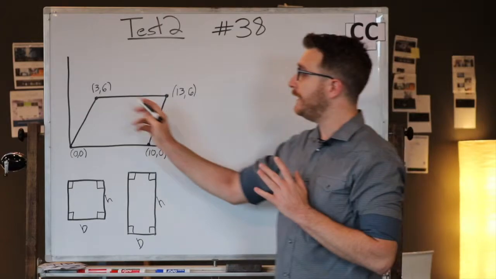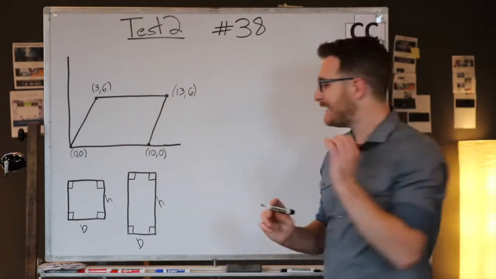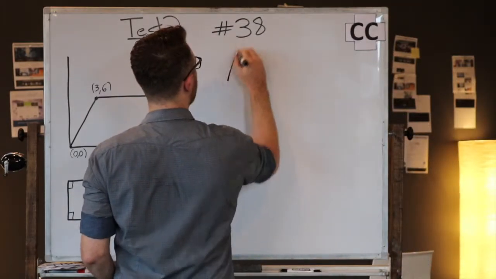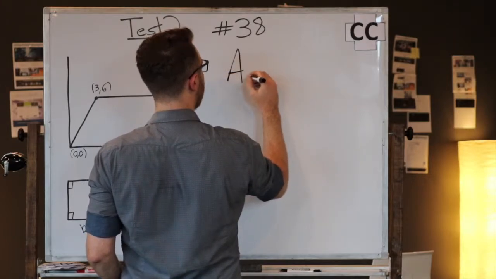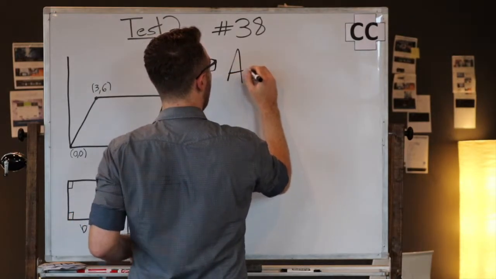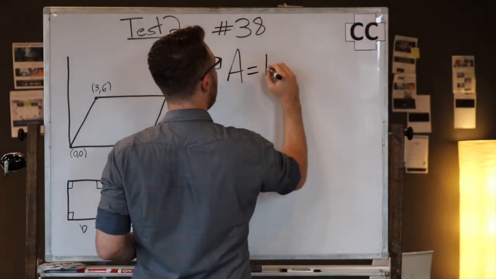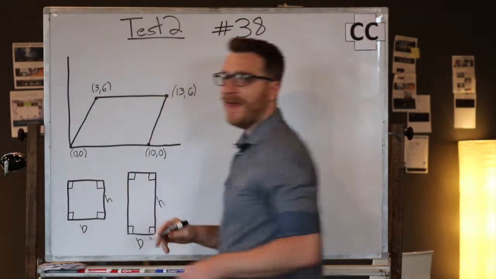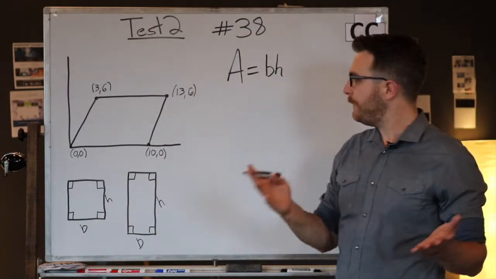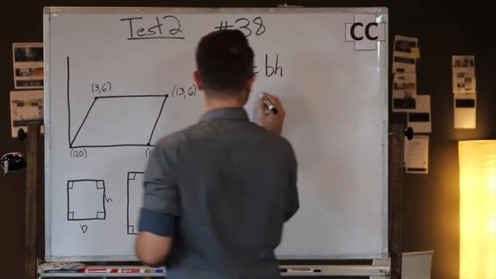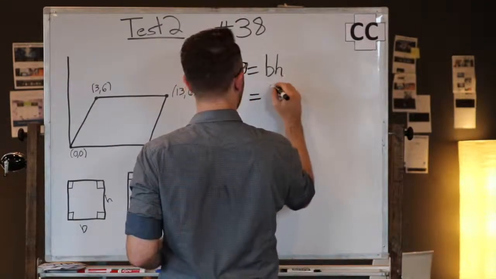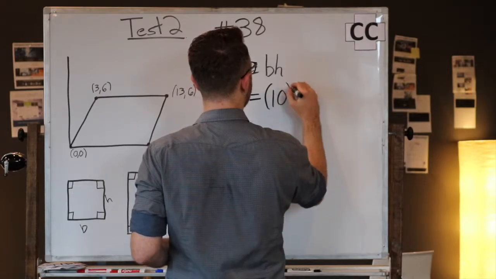And I know it looks a little bit odd, but the exact same area formula is going to work for us here. The area of our shape here is going to be the base times the height. Okay, so what is that going to be? Let's take a look. What is my base? The base has a distance of 10 units.